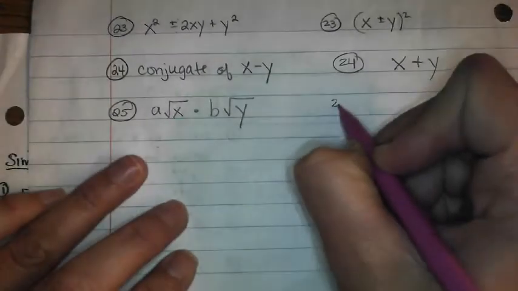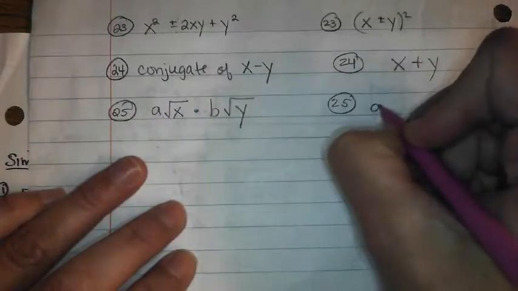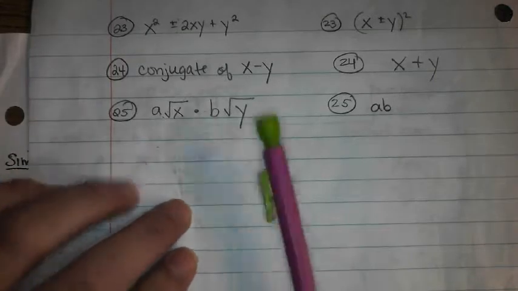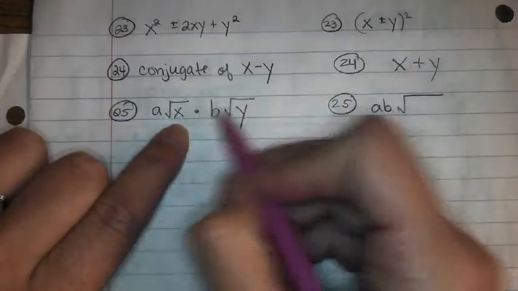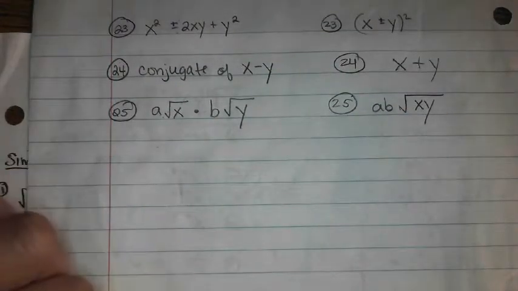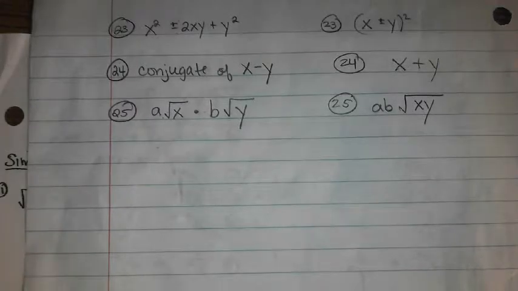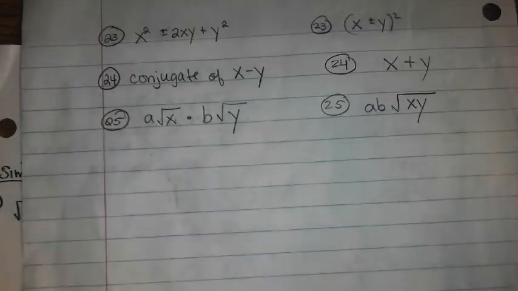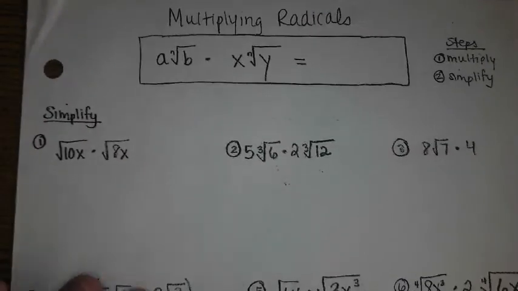And the rule is very simple. Your coefficients, a times b, get multiplied together to be the new coefficient. And since they're the same radical, they get multiplied together. Root x times root y becomes root xy. It's a very simple rule. Multiplying is much easier than adding and subtracting because we don't need them to be like radicals. The x and the y can be different numbers. They just multiply to give you what's underneath the radical. So that I'm going to add as a flashcard.